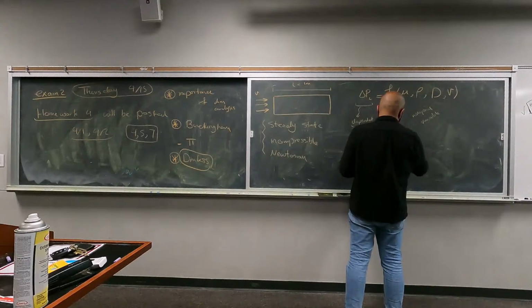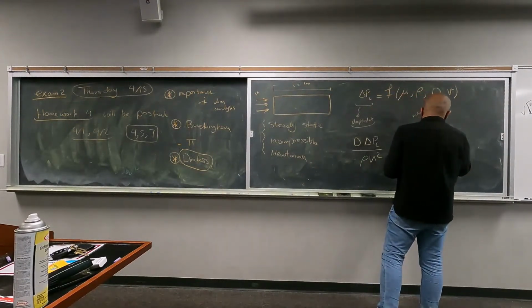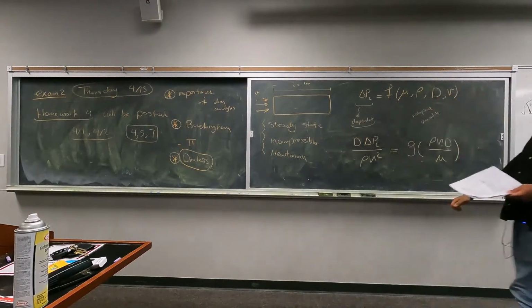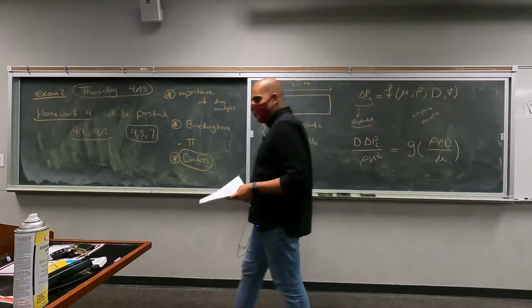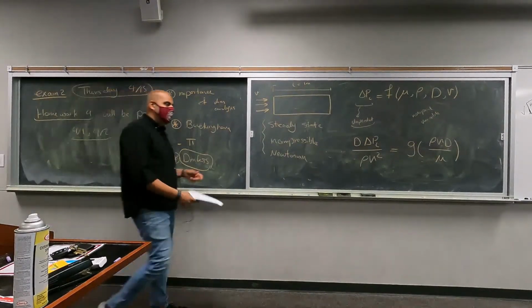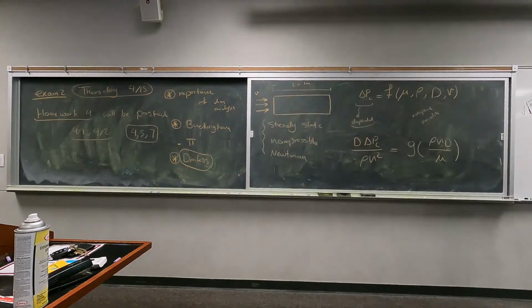That can be a function of rho vd divided by mu. So what have we done here? We have moved things around a little bit to come up with these 2 new parameters. At the end of this lecture, you will learn how to come up with these 2 parameters.